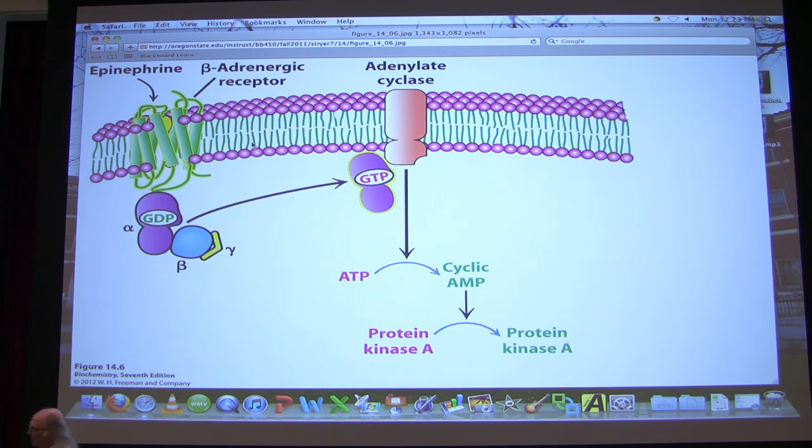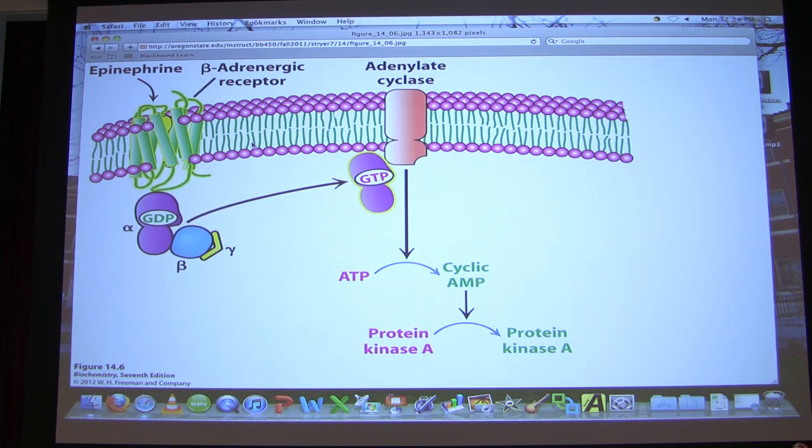A really good example, in our liver, for example, our liver has glycogen. I told you last week that glycogen was a storage carbohydrate for glucose. We store it so when we need glucose, we can make it. We can release it from glycogen. We have glycogen in our liver because we have enzymes that make it. We also have enzymes in our liver that can break it down.